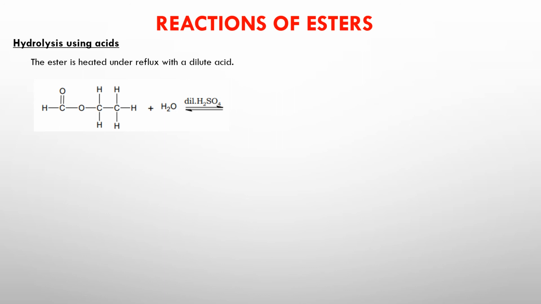Last up, we are going to be looking at some examples of the reactions of ester. Ester reaction is the opposite of esterification, which is the formation of ester. So when esters react with water, it's called hydrolysis reaction. Hydrolysis can be carried out using acids, and in this process, the bond between the alcohol and the carboxylic group is broken. So the acid and the alcohols are now separated out.